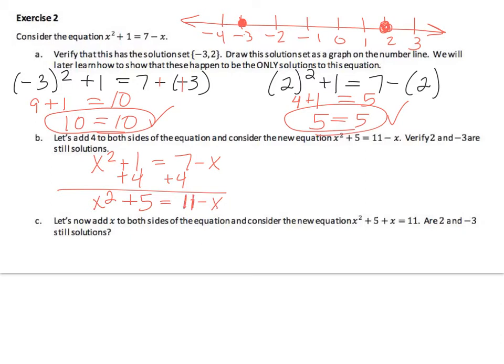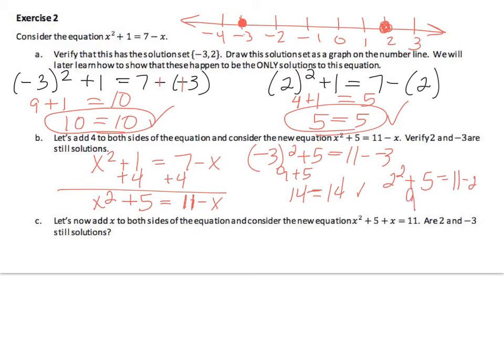Verify 2 and -3 are still solutions. So -3 squared plus 5 is 9 plus 5, which is 14. Then I have 11 minus -3, which is also 14. It works. Then I can go ahead and do 2 squared plus 5 equals 11 minus 2.